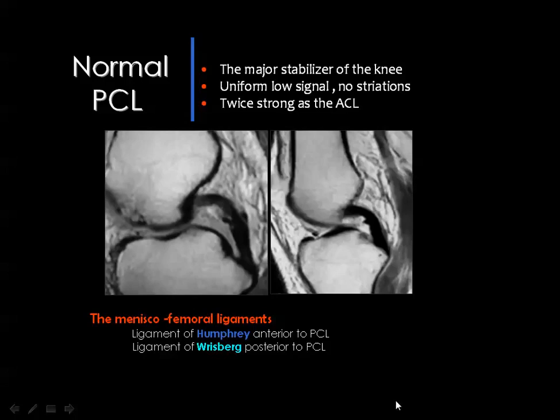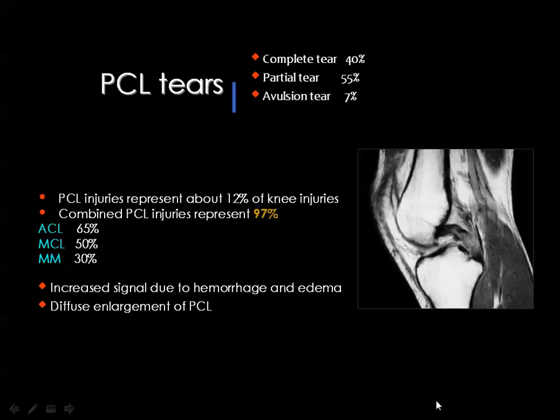Many times you cannot see these ligaments because they are of low signal, and the cruciate ligament is also of low signal, and they are usually masked by the signal of the PCL. But this is a very good presentation of these meniscofemoral ligaments.